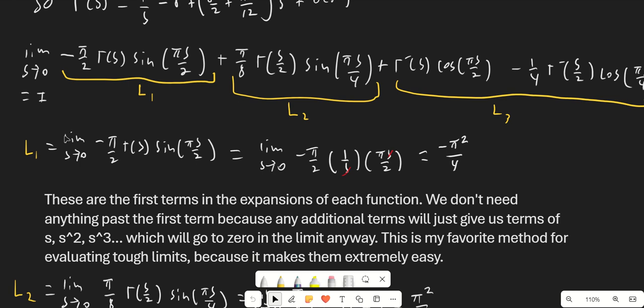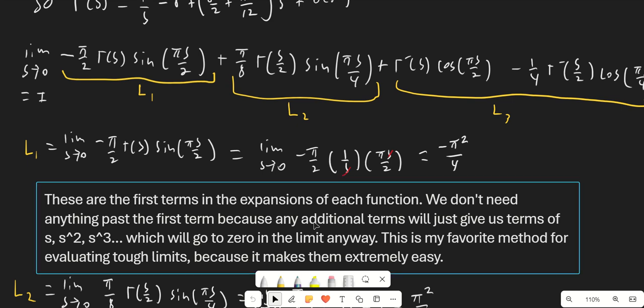So to evaluate the first limit, what I do is I plug in for gamma of s, I replace it with 1 over s, and I plug in sine of pi s over 2 with pi s over 2. And what I did was I just took the first term in the expansion of each function. So this is the first term in the Taylor series of sine pi s over 2, and the first term in the Laurent series of gamma s.